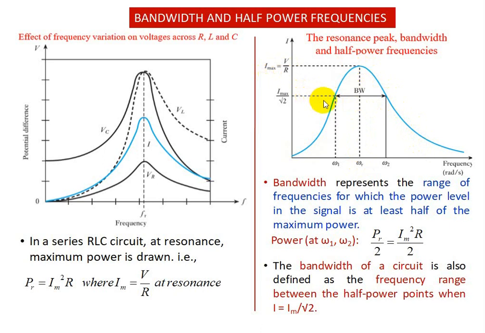And here, the two frequencies are marked as omega 1 and omega 2. These frequencies are called half power frequencies. At these frequencies, the current will be equal to I maximum by root 2, that is, 1 by root 2 times this maximum current.